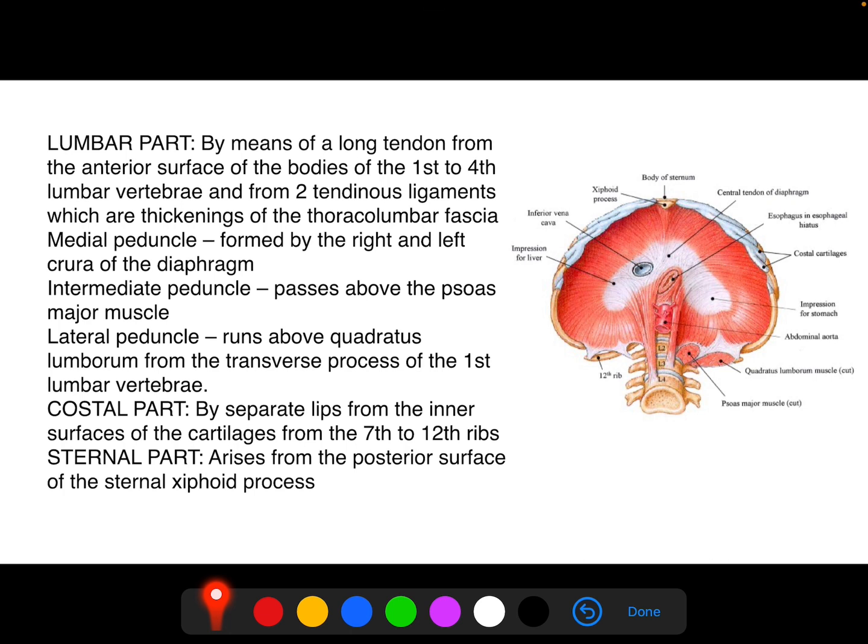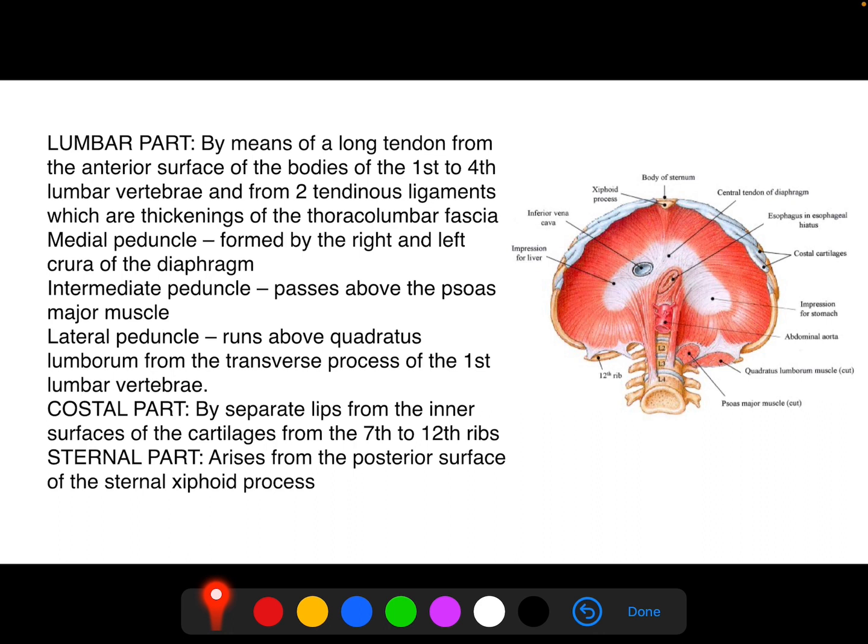Now the diaphragm has three parts, namely the lumbar part, the costal part, and the sternal part. This here is the lumbar part. From here to here is the costal part, and this here is the sternal part. These parts have their own specific origins.